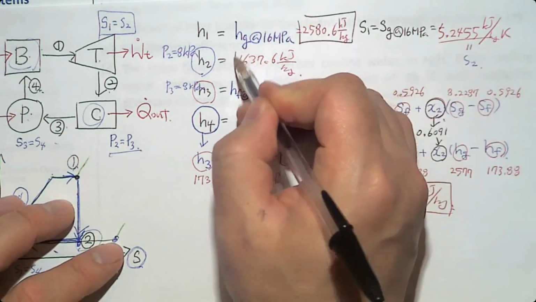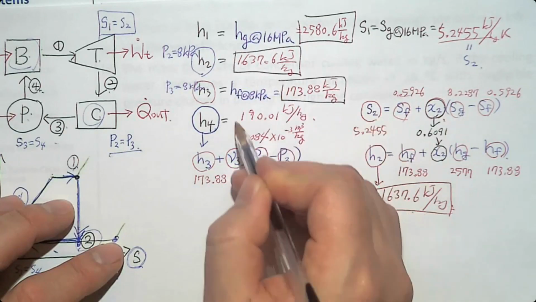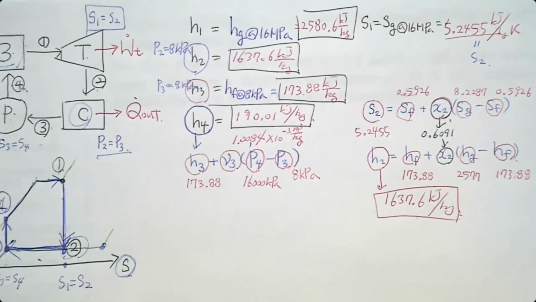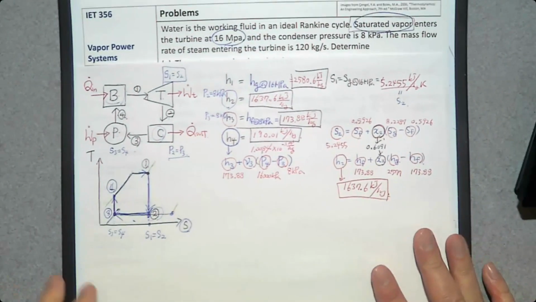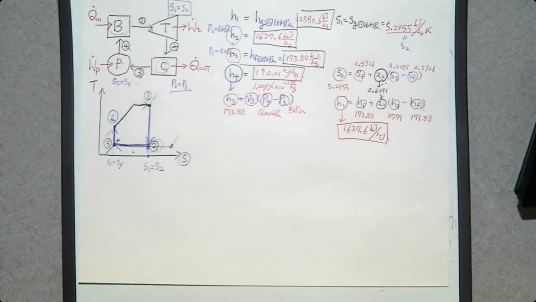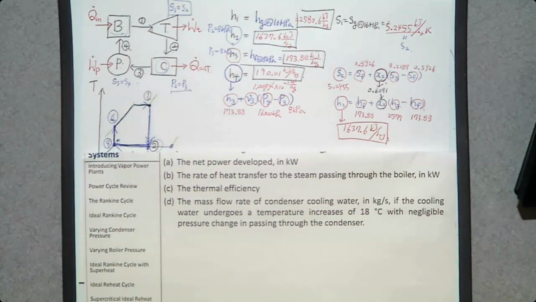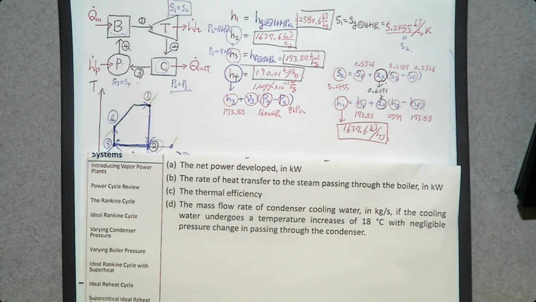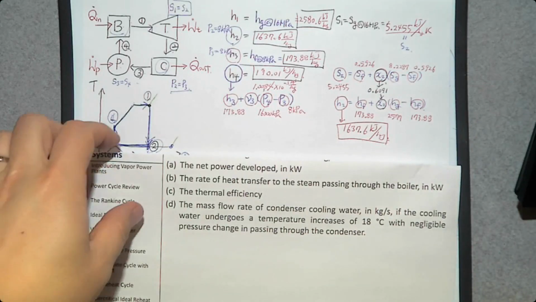Here H1, H2, H3, and H4. So we are ready to solve this problem. So what do we want to determine? Number one, the net power developed. What is the net power? We have two powers, the turbine power and the pump power. The net power is going to be turbine power minus the pump power. Okay, sounds simple.